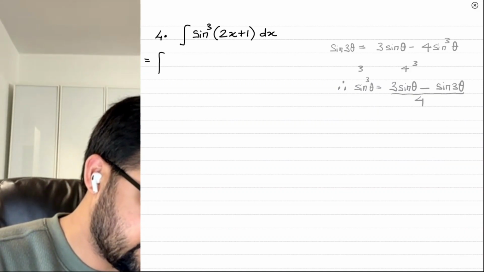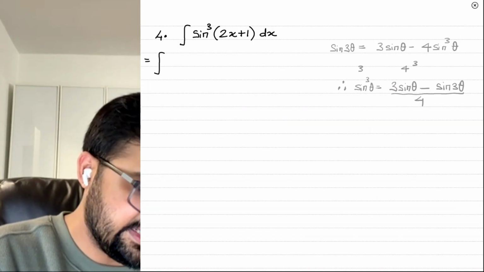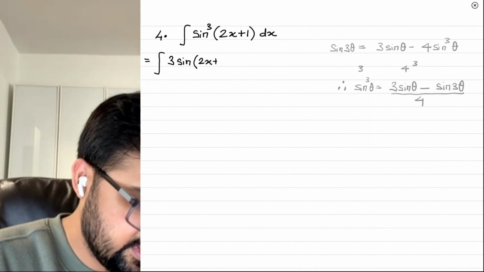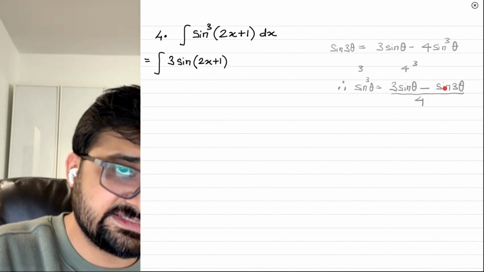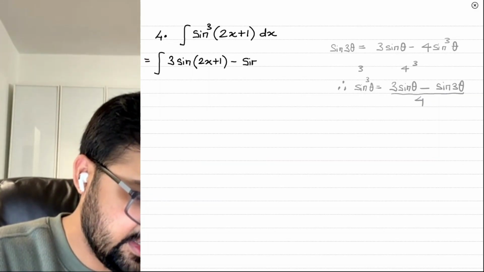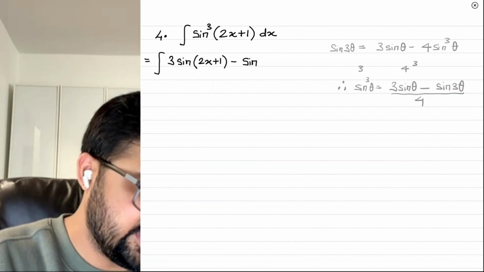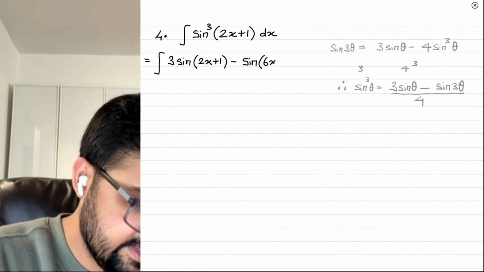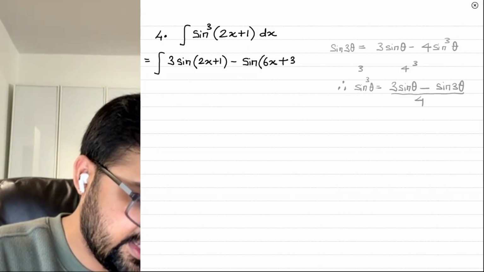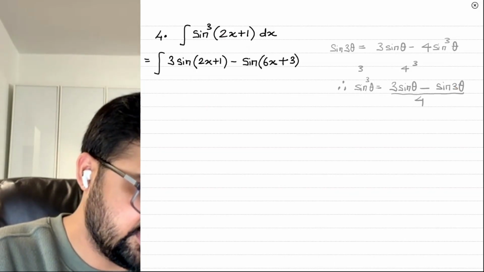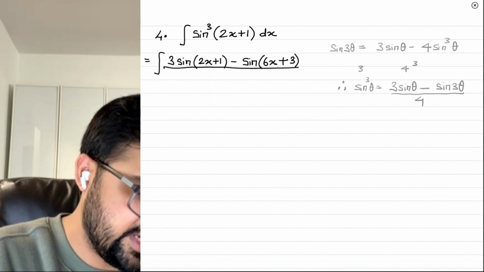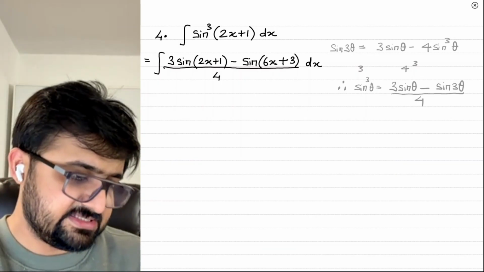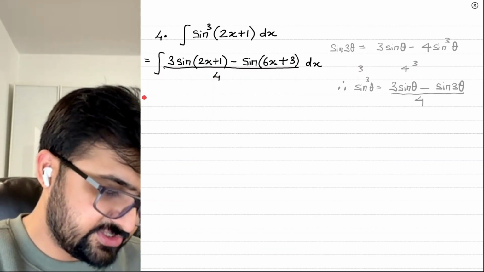So you get integration of 3 sine theta, so 3 sine 2x plus 1, minus sine 3 theta. So triple that angle. So 3 times 2x is 6x, plus 1 times 3 is 3, because it's 3 theta. So you double that angle over here and then you divide by 4 dx. I hope that makes sense. Take that 4 out of integration because it's a constant.